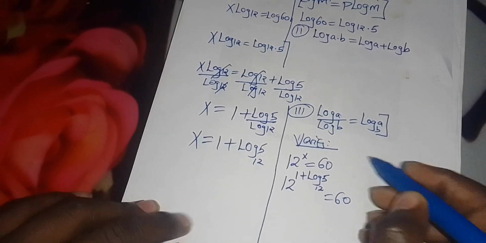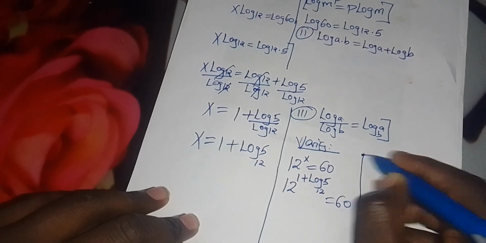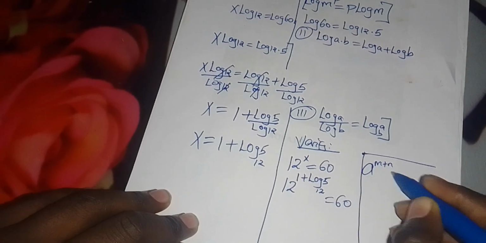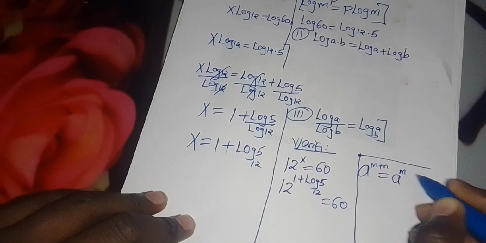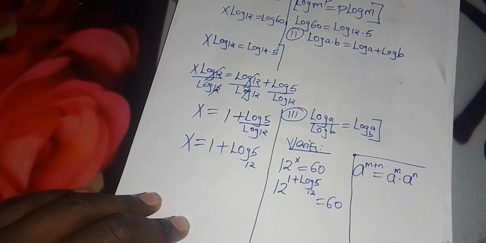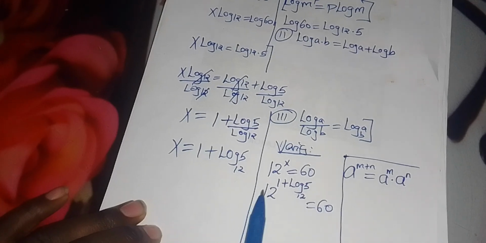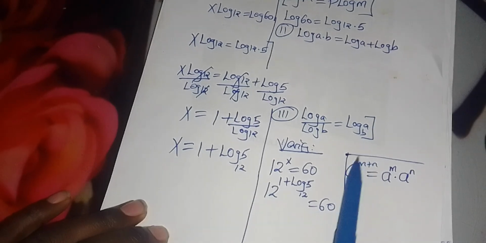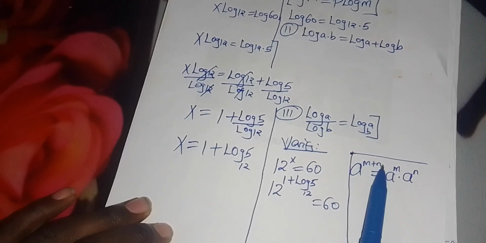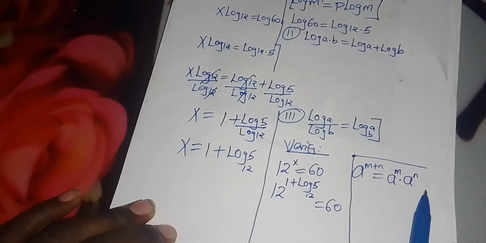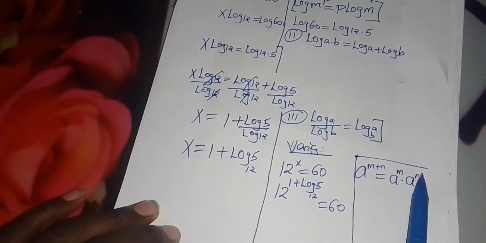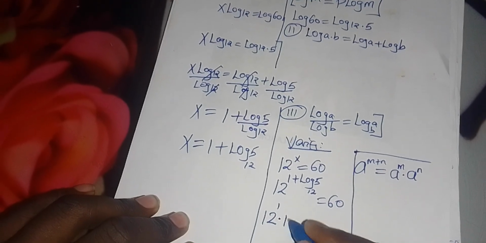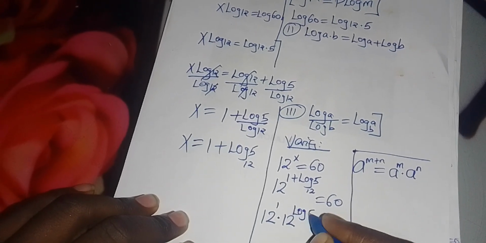But before we proceed, we have to apply the indices identity that states a raised to power m plus n is equal to a raised to power m multiplied by a raised to power n. Remember, we have 12 raised to power 1 plus log 5 to base 12, which is in the form of a raised to power m plus n. So we can write it as 12 raised to power 1 multiplied by 12 raised to power log 5 to base 12.